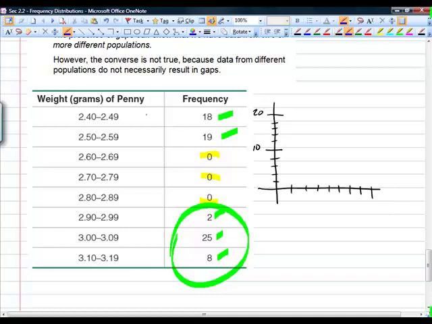This first frequency would go up to 18, which is about right here, drawing my histogram. The second one would be at 19, which is about right there, the second class. Then I have a whole bunch of zeros, 1, 2, 3 zeros, and I pick back up again right here at 2, and then at 25 for the next class, and 8 for this class. So looking at this graph, it does look like there's 2 separate distributions here, doesn't there? Those are the kinds of things that hopefully you learn to observe.